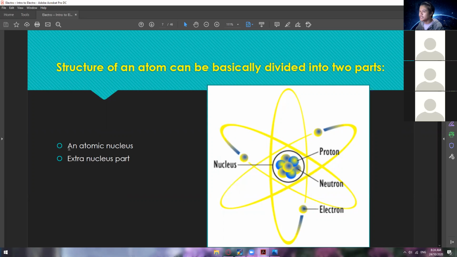Okay, so we have here the atomic nucleus, which is composed of proton and neutron. And then the other part is the extra nucleus part, which is the electron. Okay, or to make it simple, it has three parts: the proton, neutron, and then electron. So the proton is the positive, and then electron is the negative, and then neutron is the neutral part.